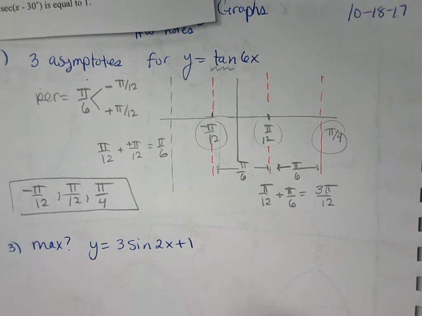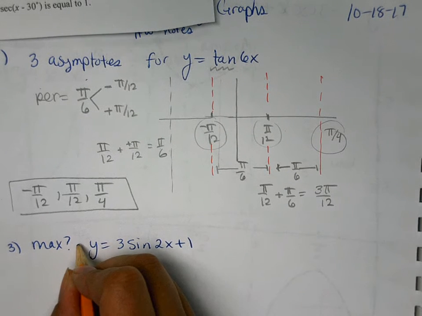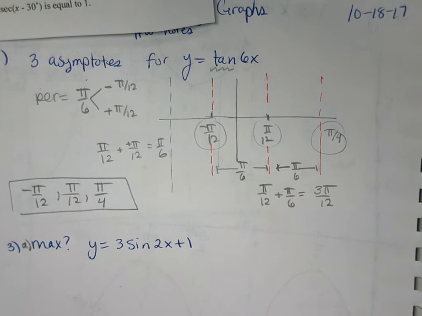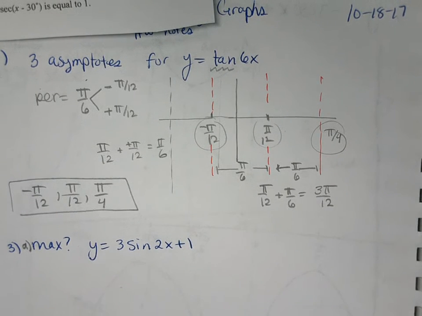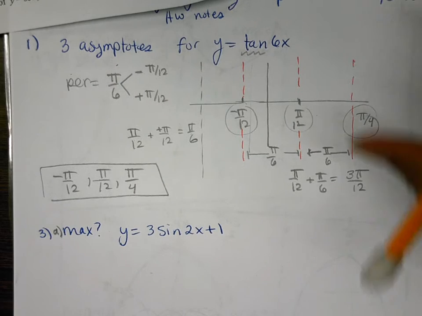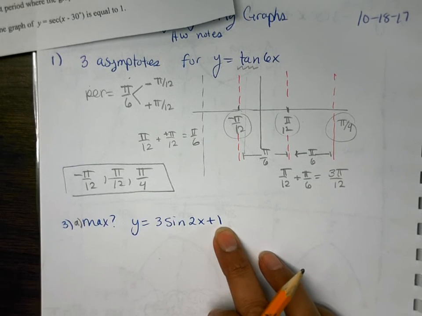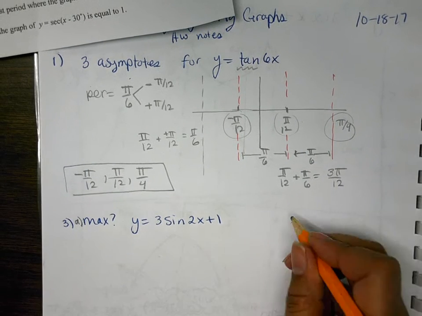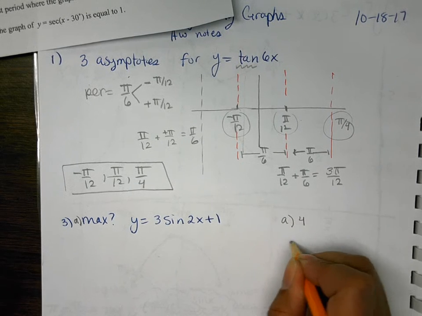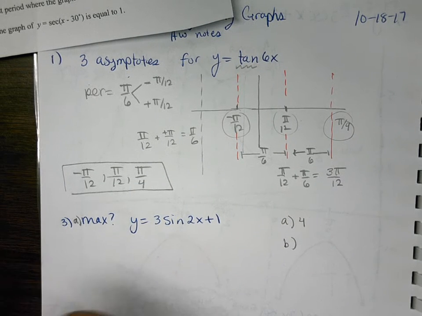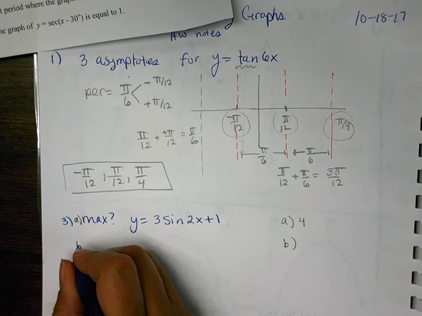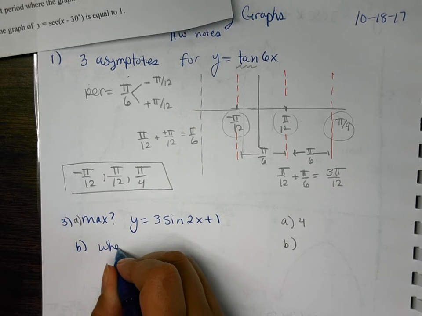This is part A. Okay, we said 3 up first, which makes sense, but why is it really 4? Okay, so you shift up 1, and then from there you go up 3 for the amplitude. Is your max 4? Okay, what is question B asking? Where does it occur?